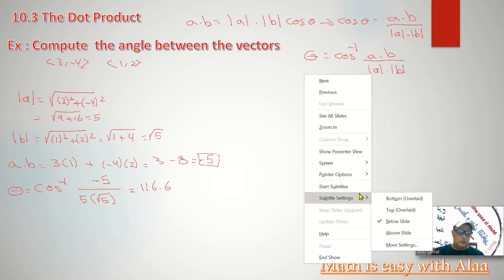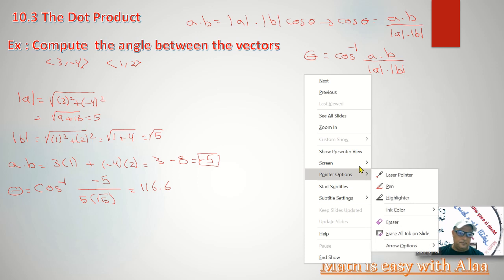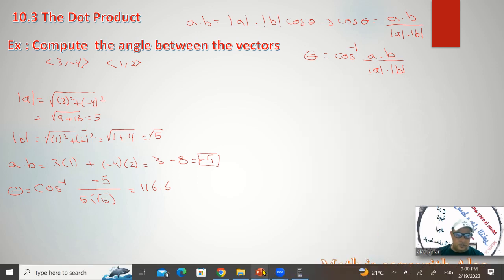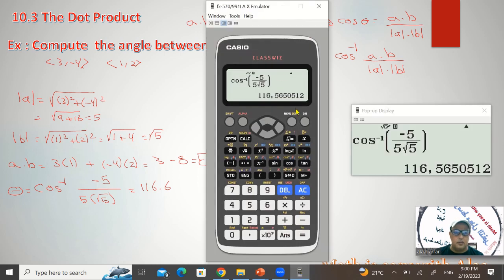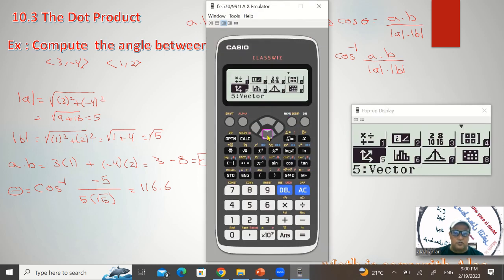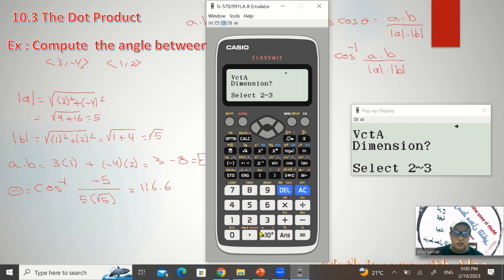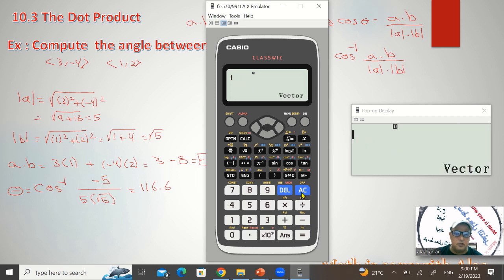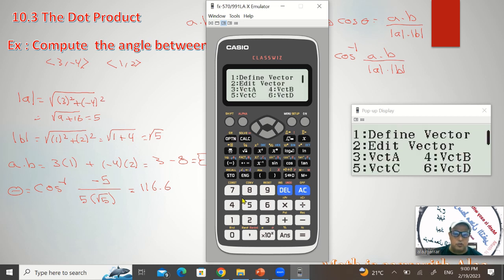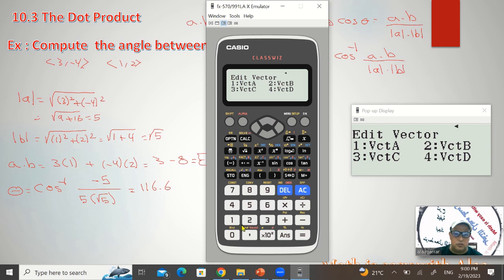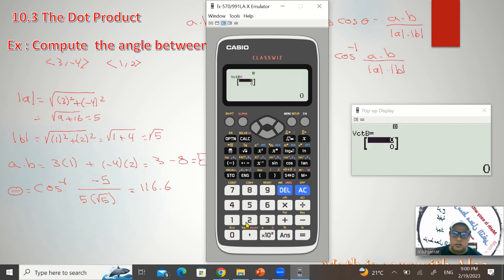Also, we can find it by the calculator. Let's see how we can do it. I will go to menu, then I will go to vectors here. Then I will choose vector 1, vector A. The dimension is 2, and I put 3 and negative 4. This is the first vector. Then I go to option, go to 2 to edit another vector, vector B, and it's the same 2 dimensions, 1 and 2.